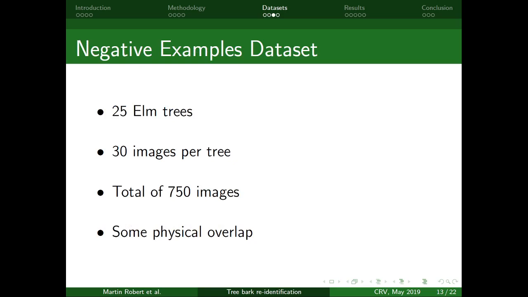To make a more challenging experiment, we also collected additional negative examples. This data is composed of 25 elm trees with 30 images per tree for a total of 750 images. Note that these images have some physical overlap, but importantly, none of these images were used in the query dataset.